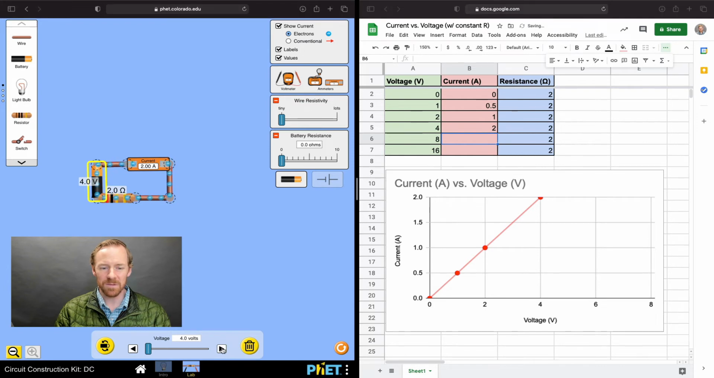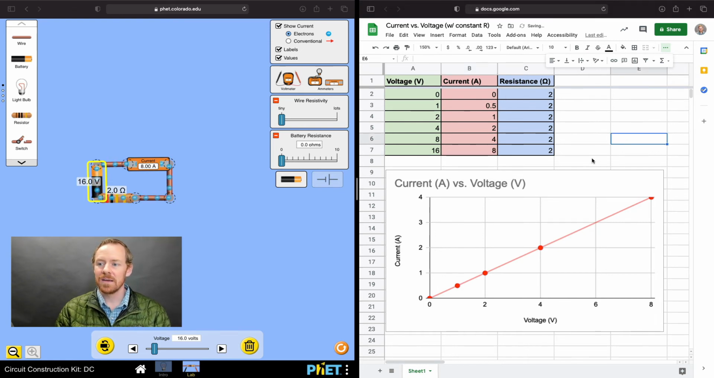Let's try doubling that voltage again and see if this pattern continues. With 8 volts, we get 4 amps of current. And finally, with 16 volts, we have 8 amps of current.